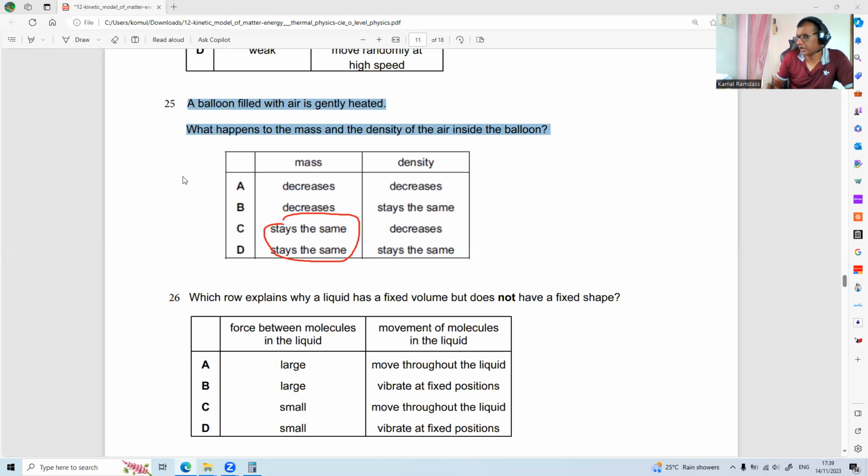Because the balloon, the air inside is heated gently. The wall of the balloon, the enclosure of the balloon, the surface of the balloon, is not fixed, it's not rigid, OK? And so the balloon will expand. Once the balloon expands, the density will decrease. OK? And that is the rule.